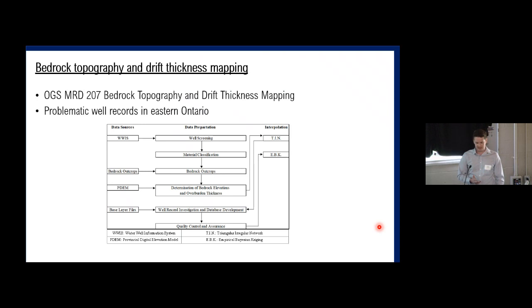This is because there are a lot of issues with well records in Eastern Ontario. I think when they first implemented them, not too many drillers cared too much about filling out their well records. And as you can see here, this is my general workflow for developing my own bedrock topographic and drift thickness model, using a lot of the steps that George Gow had identified in MRD 207, and doing a lot of manual investigation and adjustment of those well records in those low density areas where the wells had the highest weight on the output model.